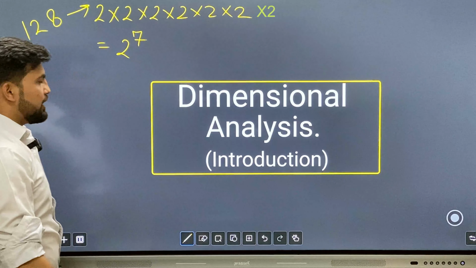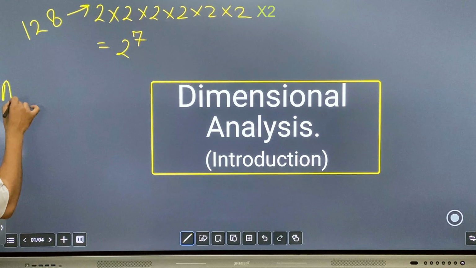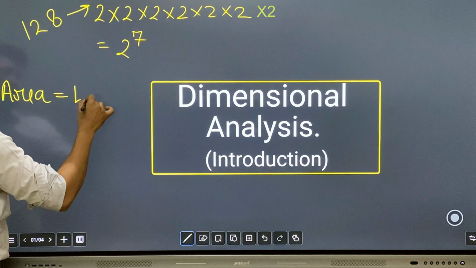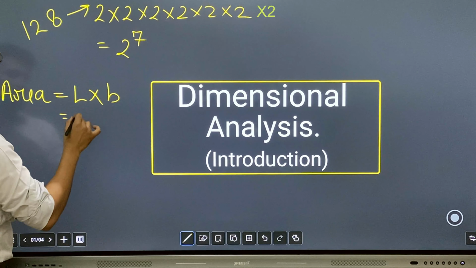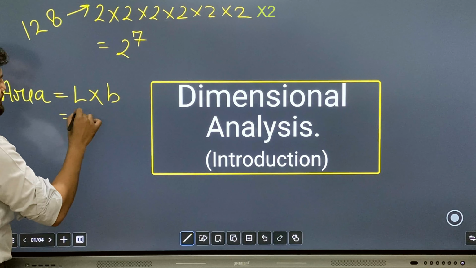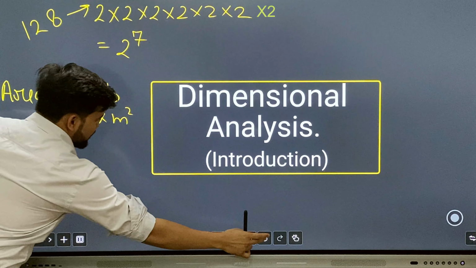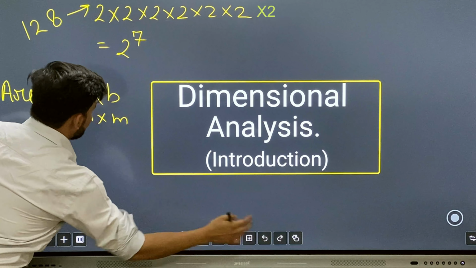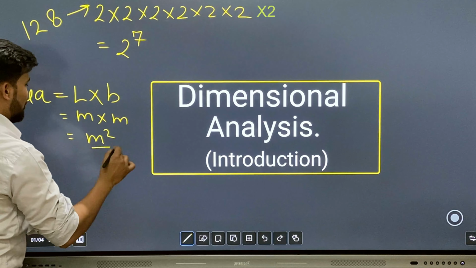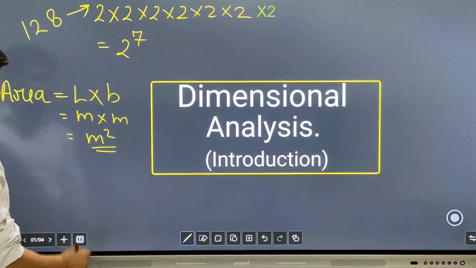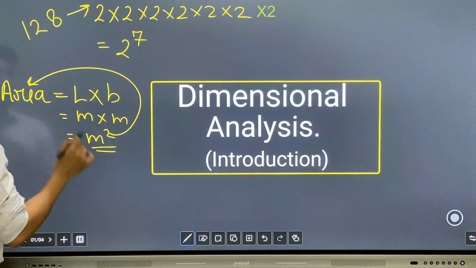In the same way, if I'm going to say how many times length is involved in area, because the formula is area is length multiplied by breadth. The unit of length can be represented as meter, and the unit of breadth will also be meter. So meter multiplied by meter will become meter square, or we can say meter is involved 2 times in the area. जो मीटर है वो एरिया में कितने बार इन्वॉल्व है?